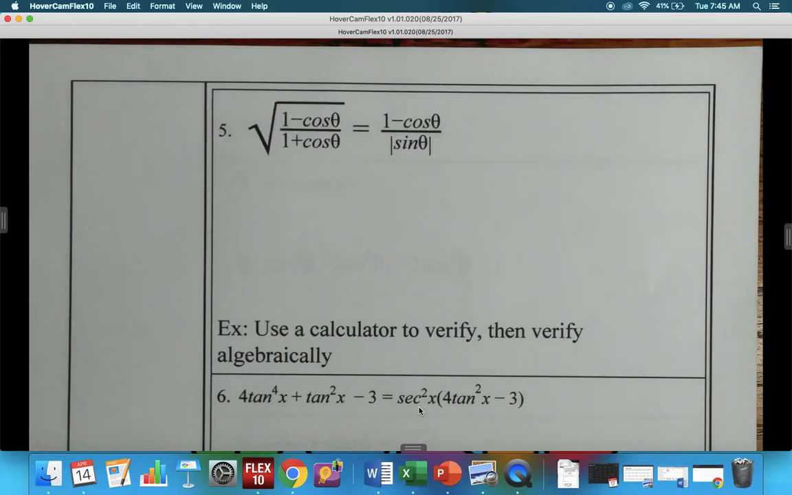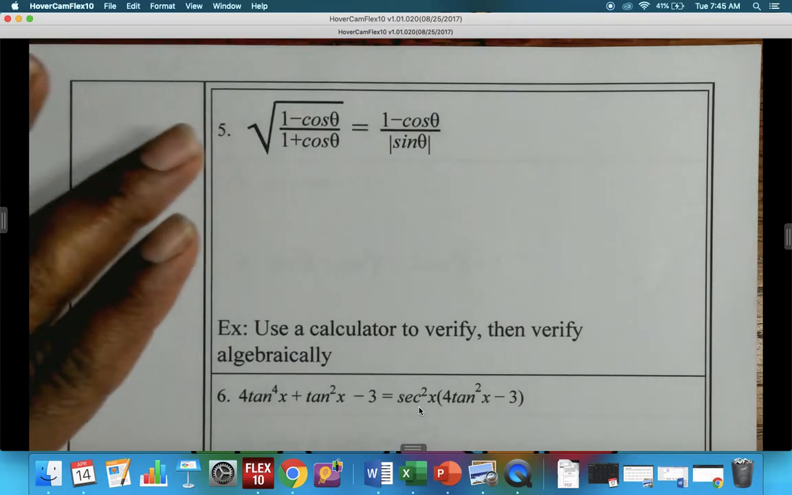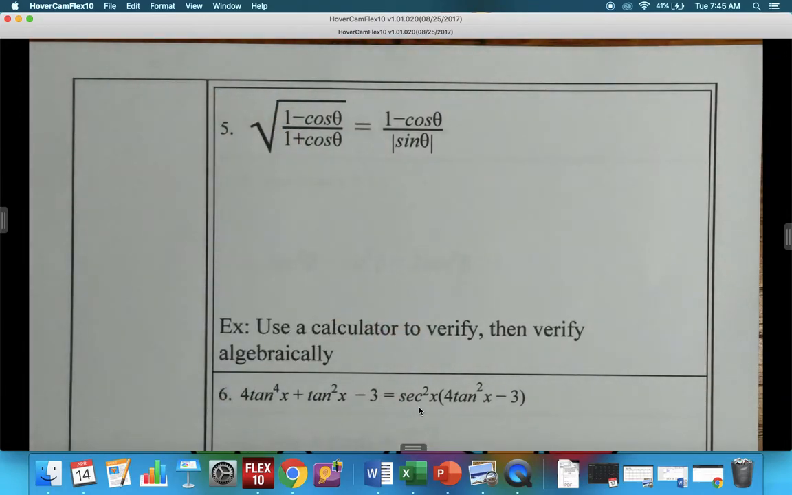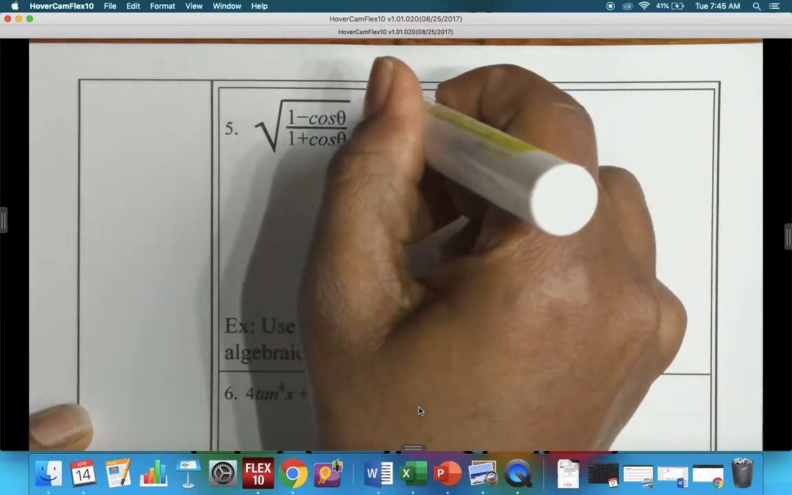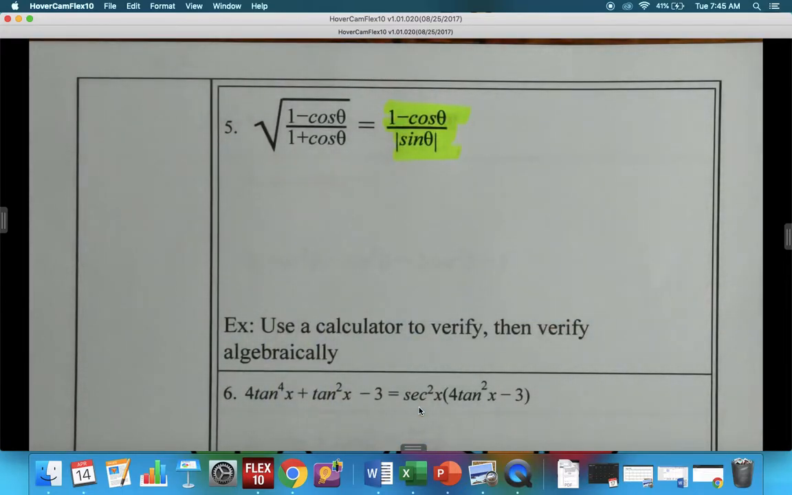So I would say when we're thinking about which side looks more complex, I would say the left side. Right? There's more to do. There's a square root. There's a fraction. There's a little bit more to do. So we'll work on the left side and just prove that it equals the right side. So this is what we're looking for. We have to kind of refer back to that periodically.